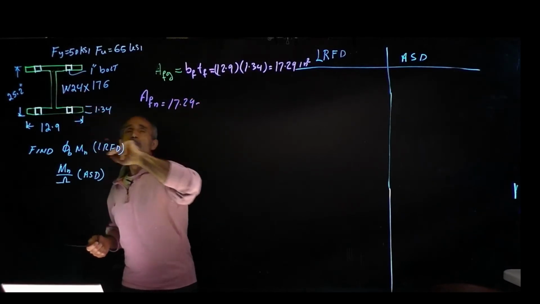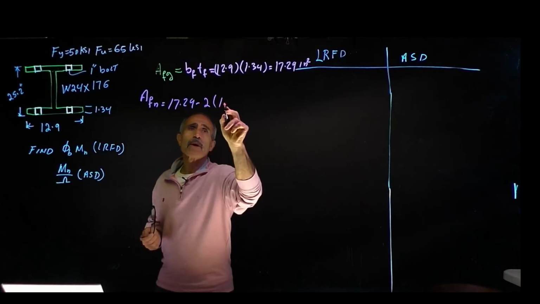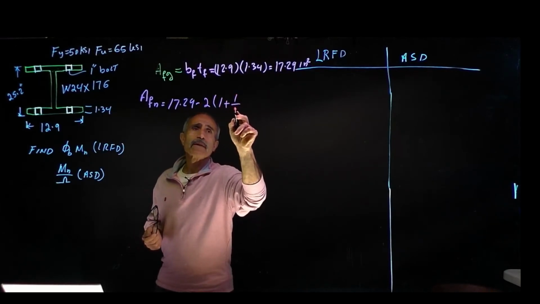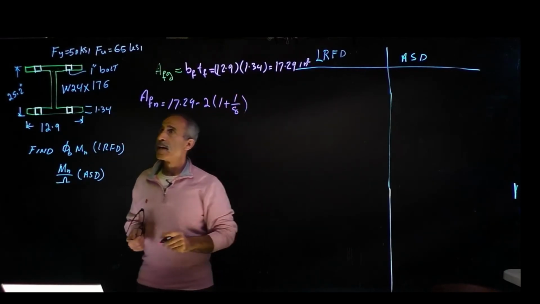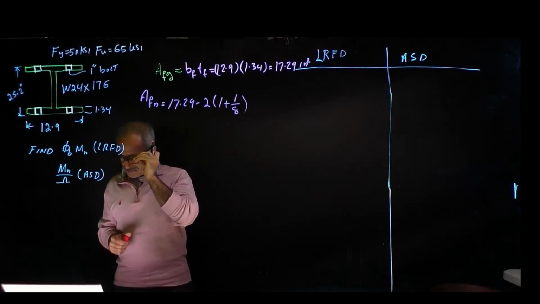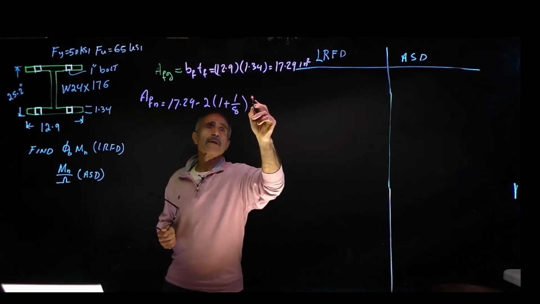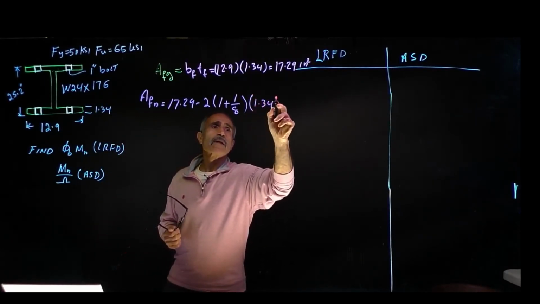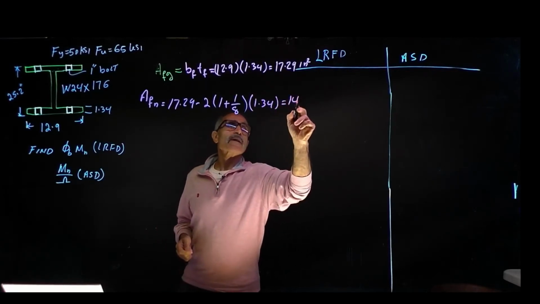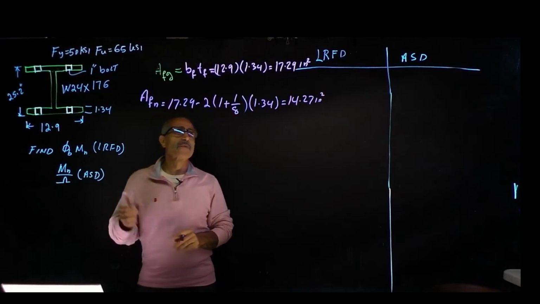Now I'm going to go ahead and calculate the AFN, the net area, which is that 17.29 minus, I've got two holes, so 2 times, it's a 1-inch diameter bolt, so it's going to be 1 plus 1/8, and then multiplied by 1.34. Okay, so now we have both of those.